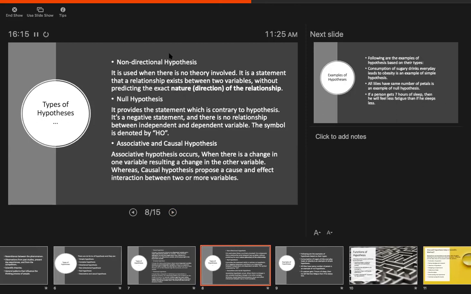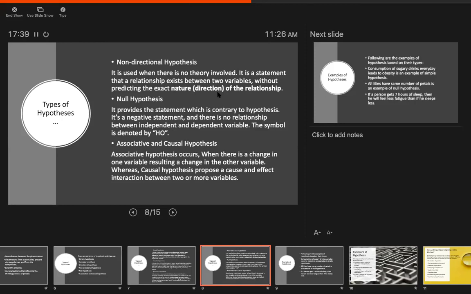Talking about the non-directional hypothesis. Non-directional hypothesis is used when there is no theory actually involved. It is a statement that a relationship exists between two variables without predicting their nature or direction of the relationship. Like for example, I say non-directional hypothesis says that crop growth is influenced by the amount of rainfall and fertilizer feed. I did not say more rainfall, more crop growth. I only said rainfall. Some crops are such that they don't need more water, like cactus. Cactus does not need water at all. So lesser the rainfall, more is the growth of that plant.